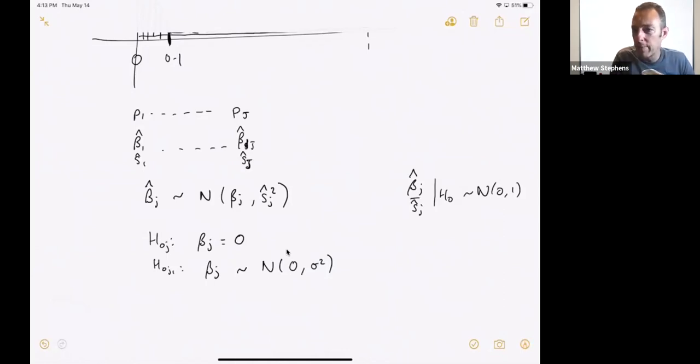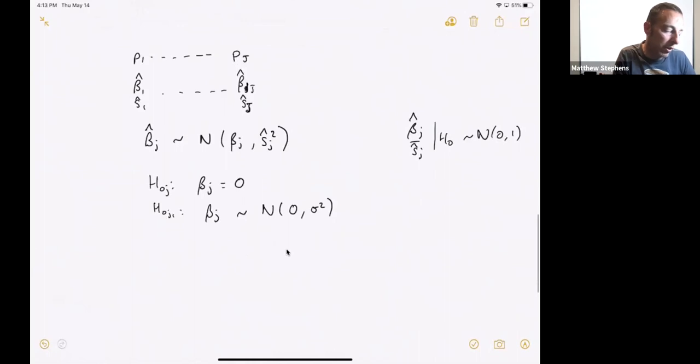So in other words, the beta j's now are a mixture, right? They're a mixture of zeros and non-zeros, and the non-zero ones are normally distributed by our assumption. Now we could change these assumptions, but let's just start. This is the simplest version, I think, of the empirical Bayes approach.